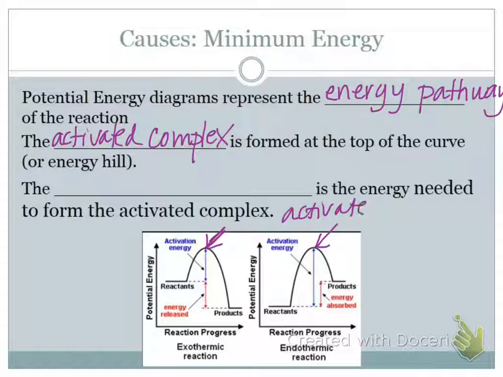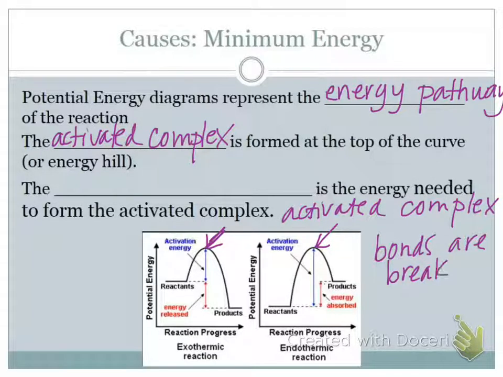And at that point, what's happening is you actually have bonds breaking and forming. So your reactant bonds would be breaking, but your product bonds would be forming. So both are going on. So it's going to be different from what the final product is and different from what you started out with. Okay. The energy required to form that activated complex is called the activation energy.